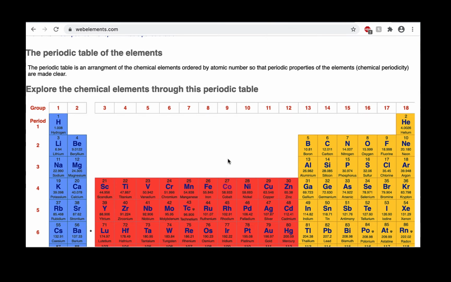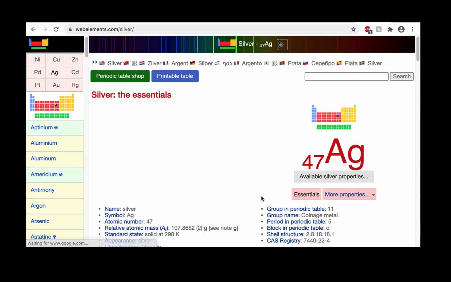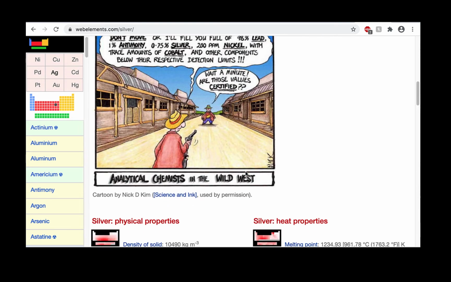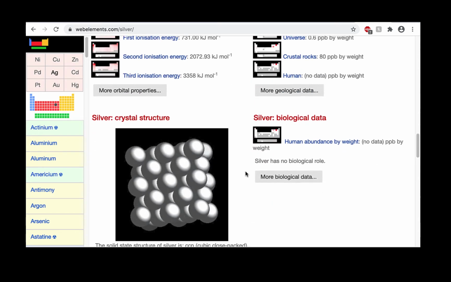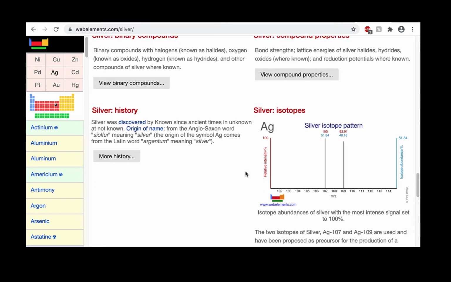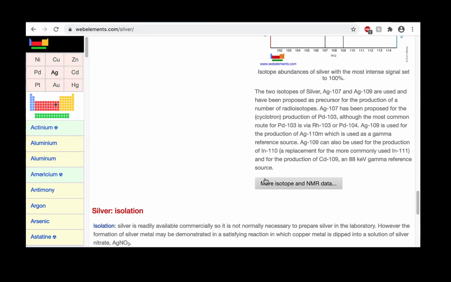So we're going to go through an example of calculating the atomic mass of an element, and we're going to pick an element to do the calculation for. So let's go ahead and look at silver. If you want to find the isotopic information for an element, simply click on the element and then scroll down. There's a whole bunch of stuff, physical properties, etc. And then if you get a little further down, you will see silver isotopes. And we will want to click on More Isotope and NMR Data.